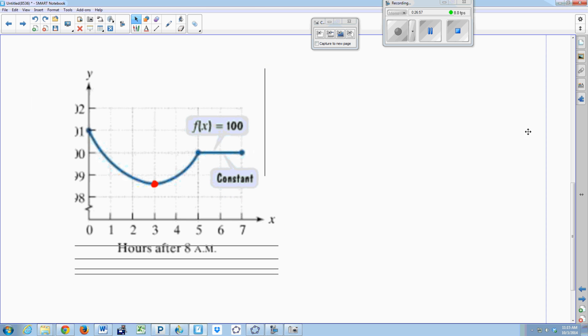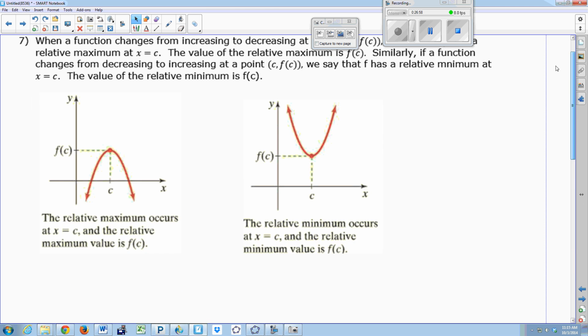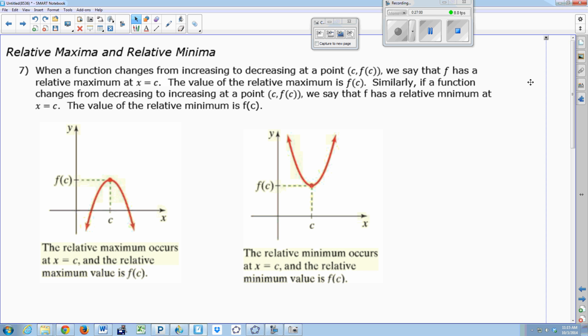All right. So this language, we spent a lot of time in my first class talking about this language, relative maxima and relative minima. So let's read it first. Want to read it for us, Ryan?